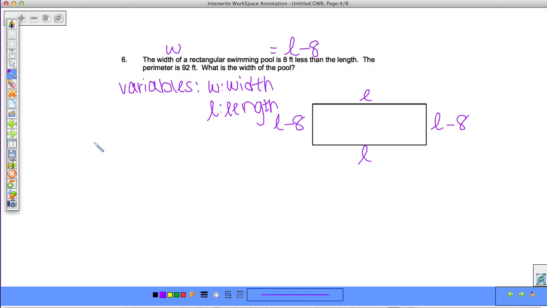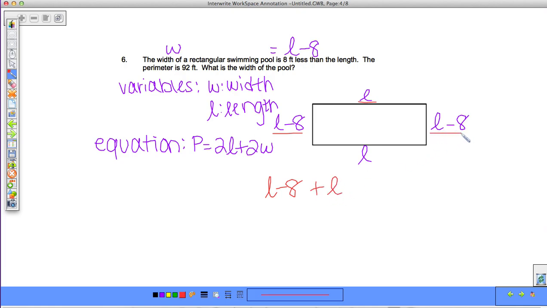From here, you can either use your perimeter equation and plug it in. Our perimeter equation is P equals twice our length plus twice our width. But a lot of people like to just look at your rectangle and add up all the sides. From here, I know that perimeter is L minus 8 plus L minus 8 plus L. And they told us that our total is 92. So I'm going to set it equal to 92.